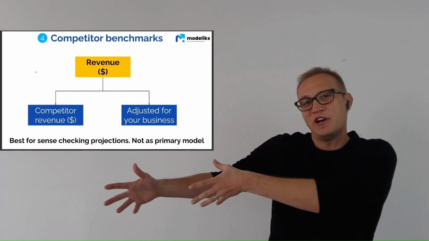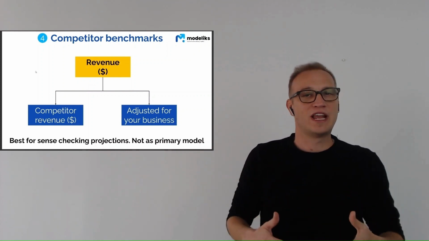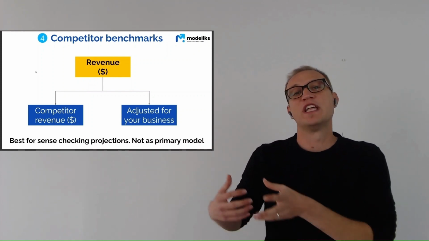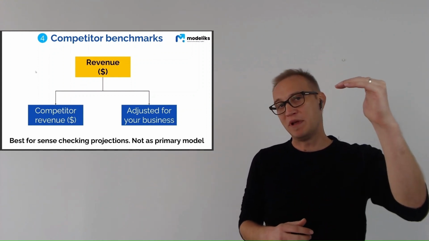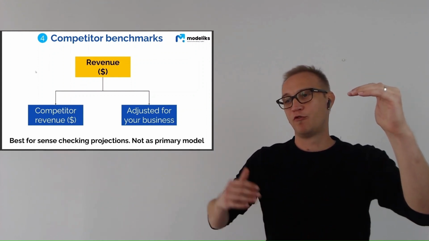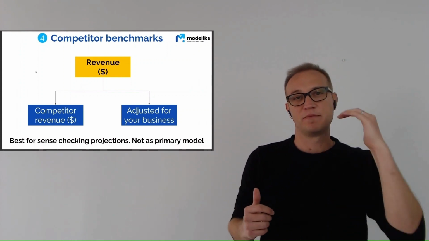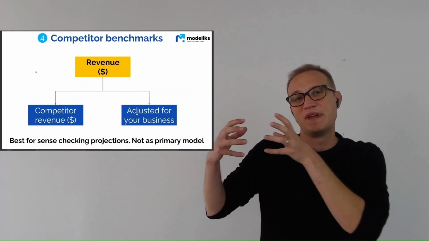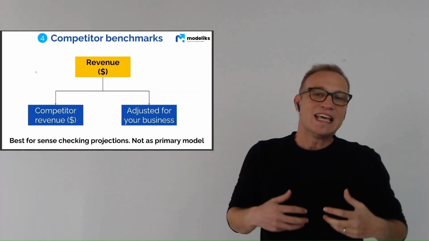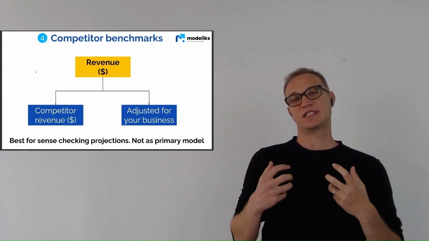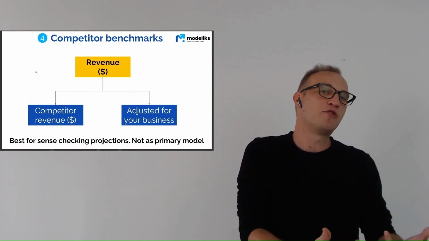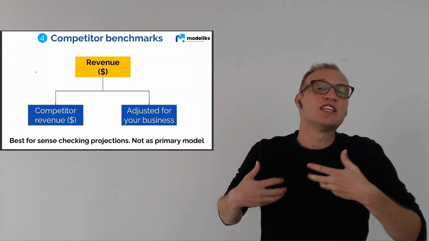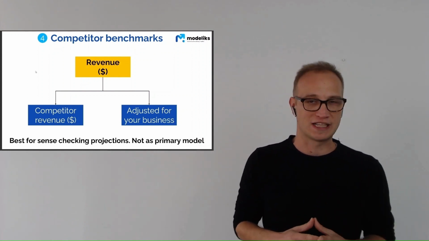So if your competitor had 20 tables and your restaurant has 10 tables, that means that you can probably generate half of the revenue that your competitor generates. So if they have $1 million revenue for 20 tables, your projection can be $500,000 for 10 tables, adjusting your competitor's revenues based on the specifics of your business. Again, the competitor benchmarks revenue model should not be your primary forecasting model. You should be using it as a sense checking model for your forecast.